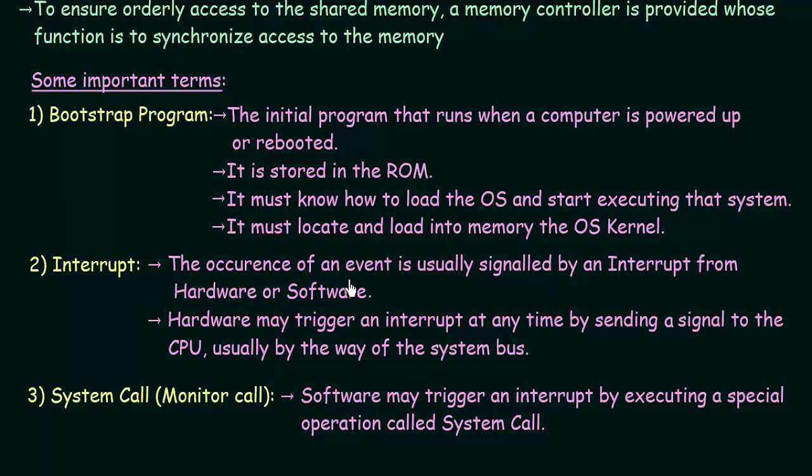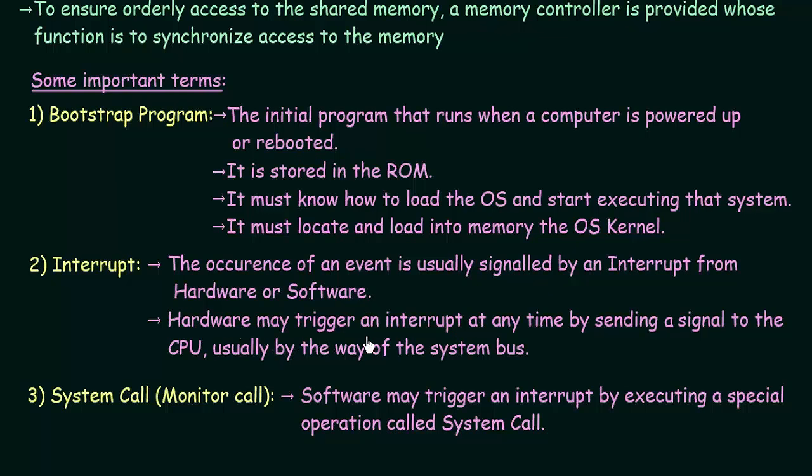The occurrence of an event is usually signaled by an interrupt from the hardware or software. We know that the CPU is always working, it is doing some work, and when the CPU is doing that work, sometimes the hardware or software may interrupt the CPU. It may come and tell the CPU, wait, just wait with whatever you are doing and please execute this task that I am giving you. This is more important. So the CPU has to stop and execute that task which comes up, and that is known as an interrupt.